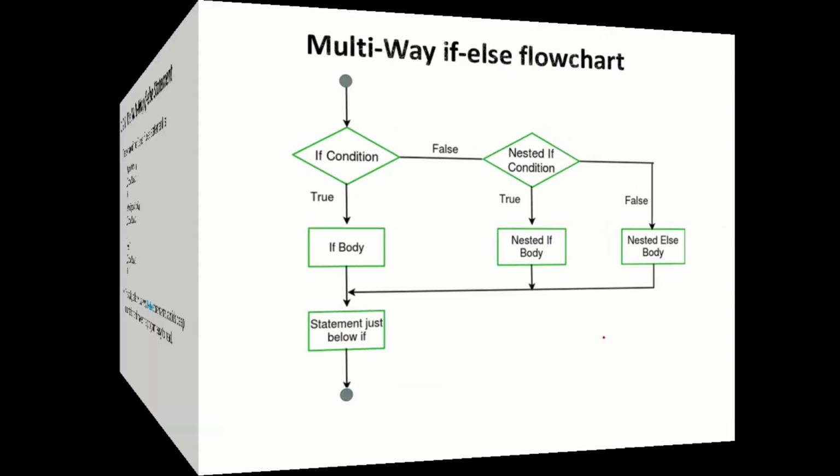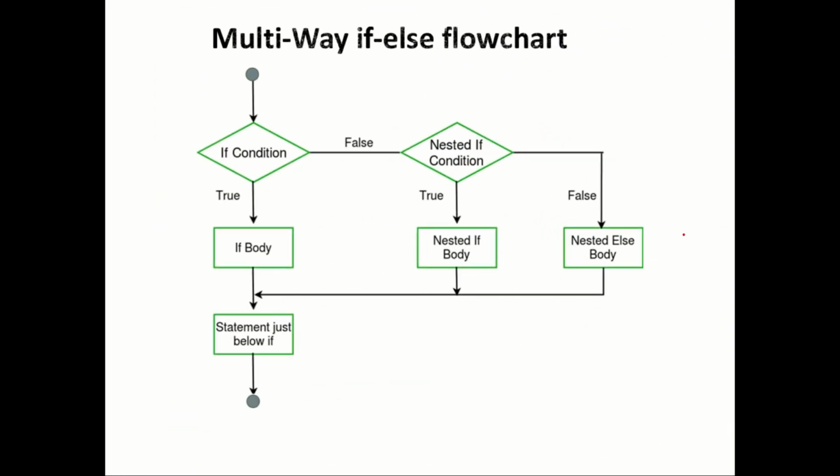Okay, you see this multi-way if else flowchart. If the condition is satisfied, true, go to this if body. False, another nested if happens here. The nested if condition is here. Maybe there is another nested if. If so, you can execute it this way.